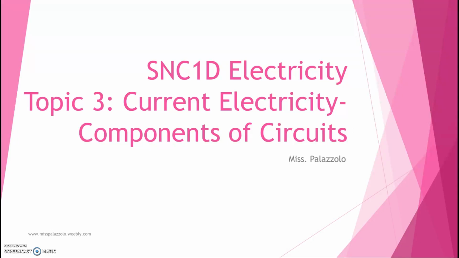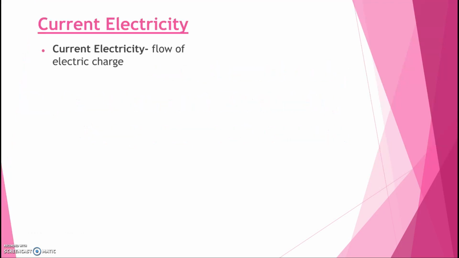This is topic 3C, and we're going to be discussing current electricity and the different components of circuits and how to measure current and resistance and voltage. Let's start off with current electricity. Current electricity is the flow of electrical charges, mainly the electrons that flow through a circuit.